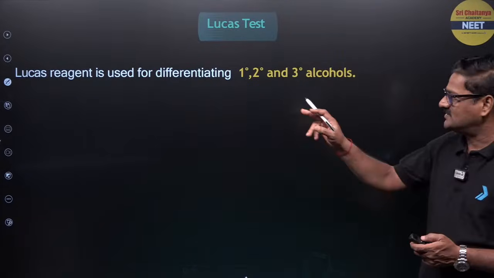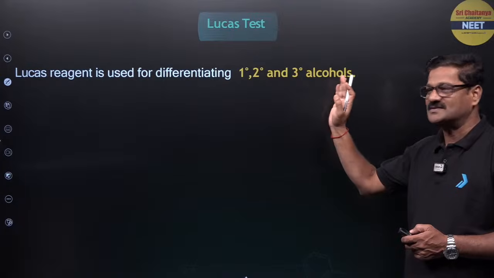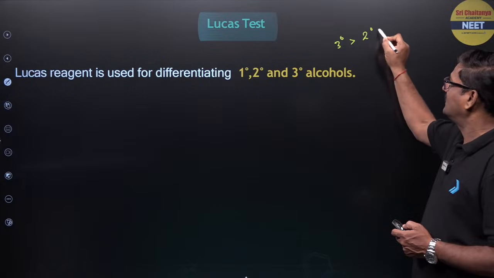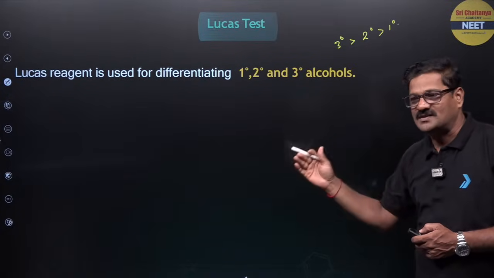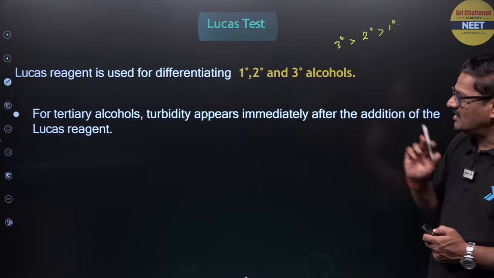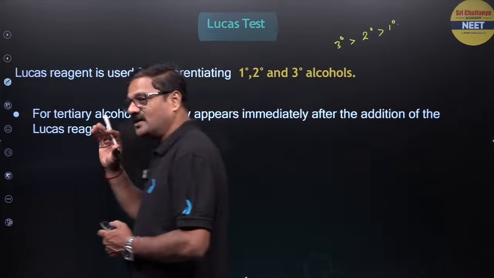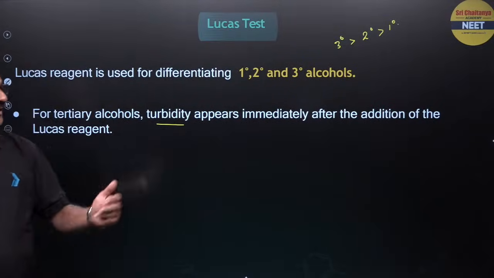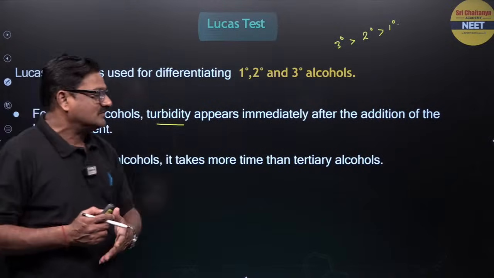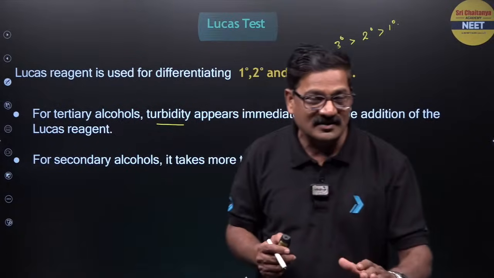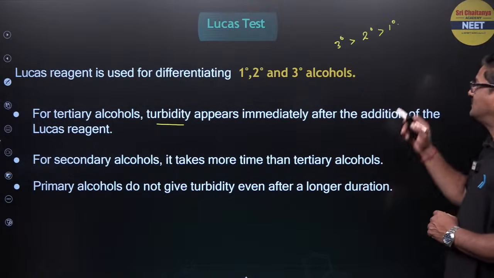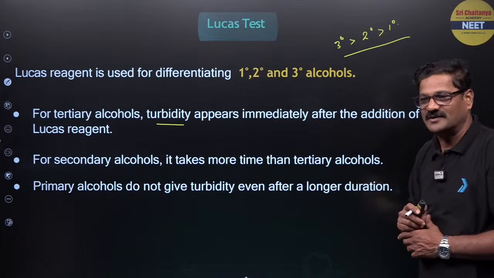My dear children, Lucas reagent is used for differentiating primary, secondary and tertiary alcohols. Reactivity: tertiary is more than secondary, which is more than primary, because they follow the carbocation stability order. In tertiary alcohols, turbidity appears immediately the moment you add Lucas reagent, while the secondary alcohol takes more time than tertiary alcohols, and primary alcohol takes an even longer time. That's the reason why the reactivity order is given in this way. Fine.